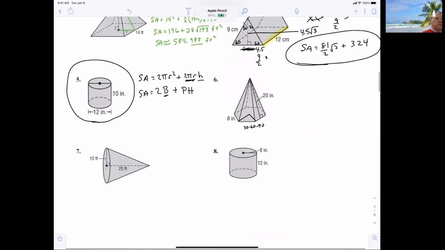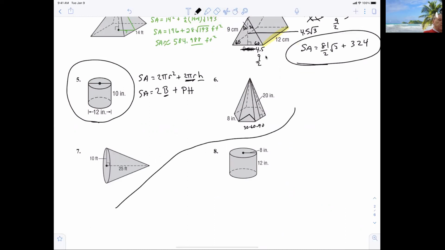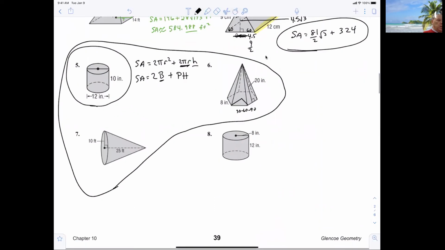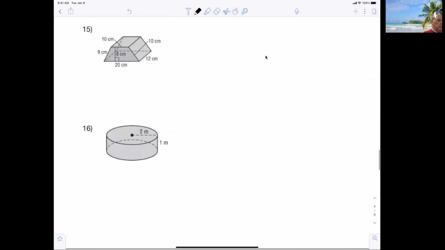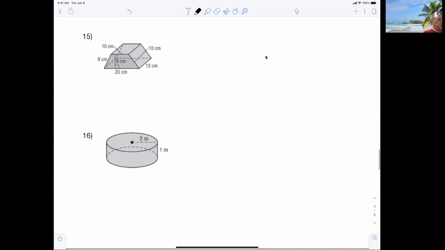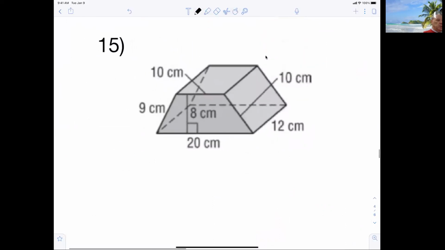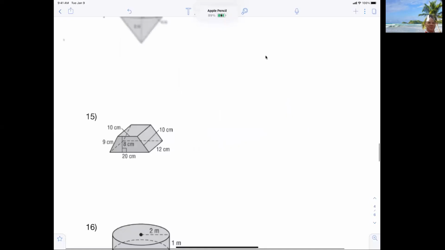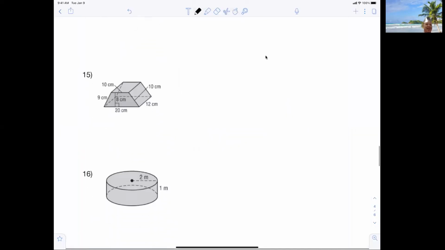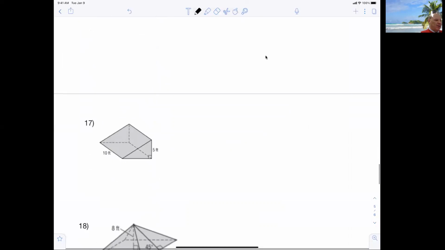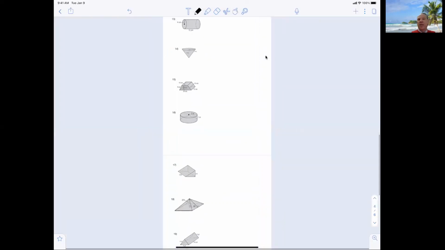So tonight, or right now, because we have a few minutes, I honestly just want you to try 5, 6, and 7. I don't even care about 8. And then tomorrow we'll knock the rest of this out. We'll have fun with number 15 because that's called a what? You are amazing. Trapezoidal prism. That sounded good too. Not like before. All right, very good for today, guys. Outstanding.